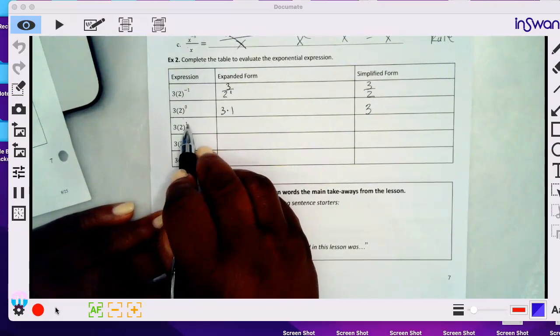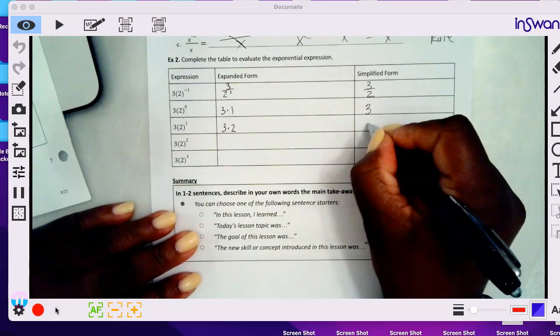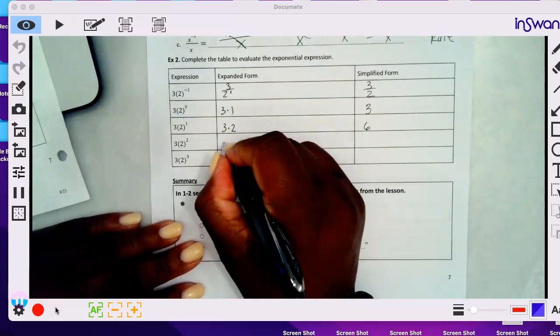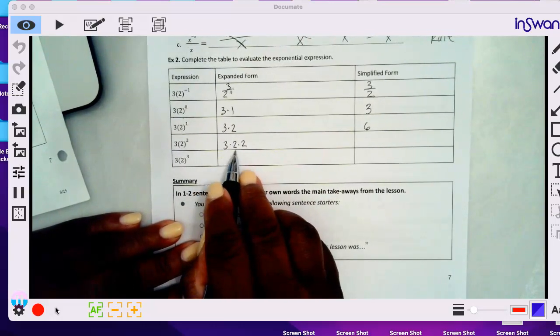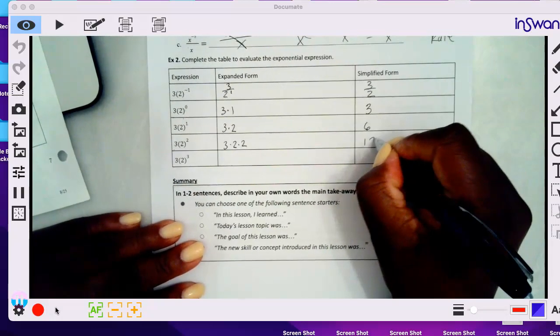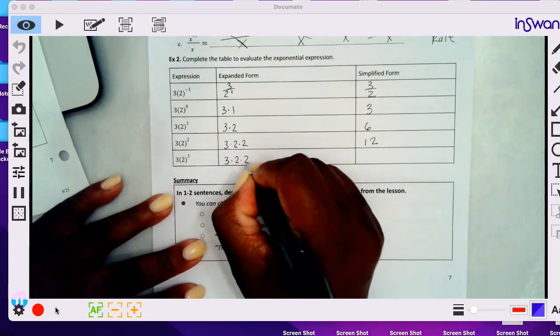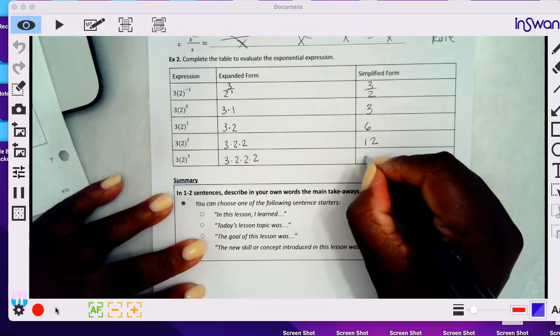3 times 2 to the first power, that'll be 3 times 2, which gives me 6. 3 times 2 to the second power, that is 3 times 2 times 2. That will give me 3 times 2, 6 times 2 gives you 12. Then to the third power, 3 times 2 times 2 times 2. 3 times 2 is 6, 6 times 2 is 12, 12 times 2 is 24.